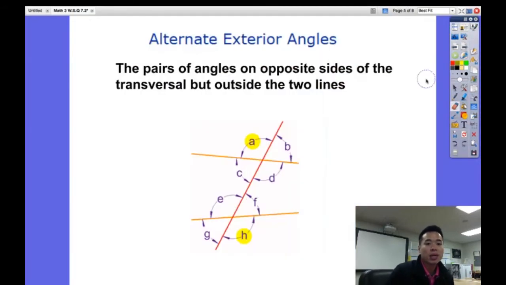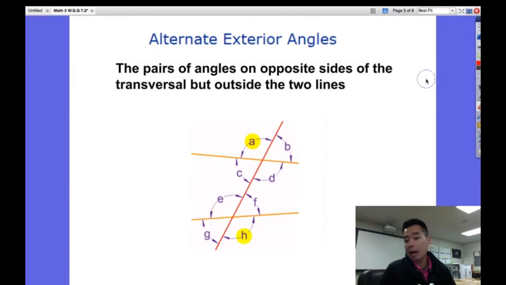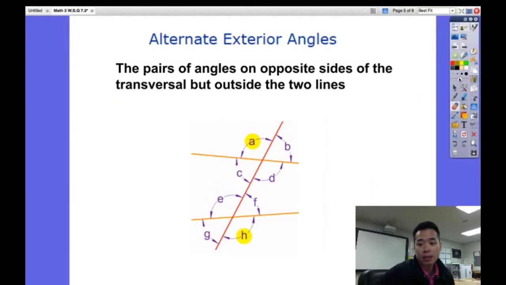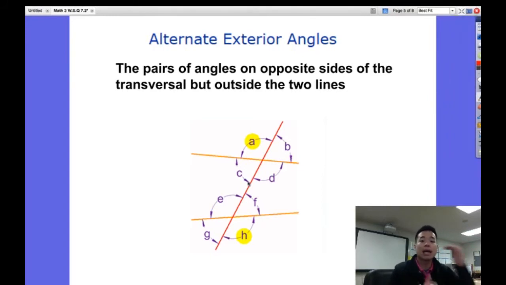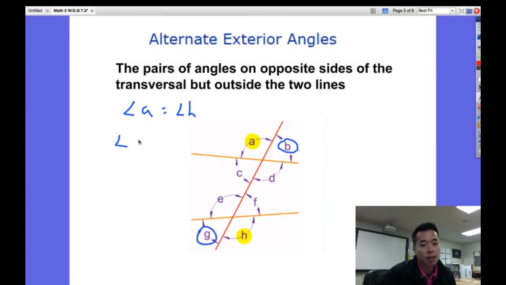Last, we have alternate exterior angles. Now this is opposite of the interior angles. We'll call this the AEA. AEA stands for alternate exterior. Exterior means they're on the outside. Alternate means on either side. So for example here, angle A is an alternate exterior angle that matches angle H. You can look at angle B, which is right here. You would go across the transversal but on the outside. That would be angle B alternate to angle G.